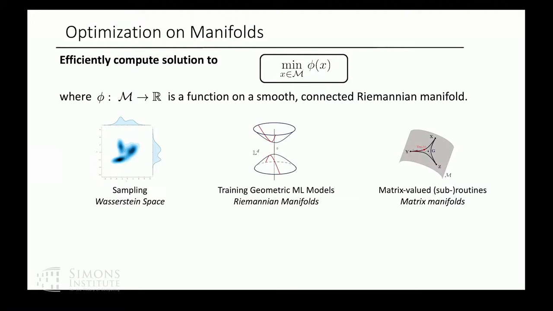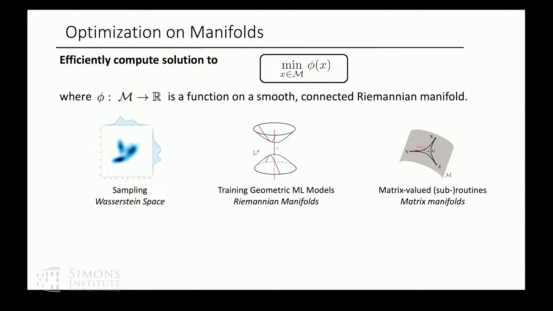Three examples are shown here on the slide. One is sampling. There's recently been a lot of interest in analyzing sampling problems as optimization in the space of measures, so Wasserstein space, which has a geometric structure that's similar to a Riemannian manifold. Then tools from convergence analysis in optimization can be used to derive theoretical guarantees for sampling algorithms.